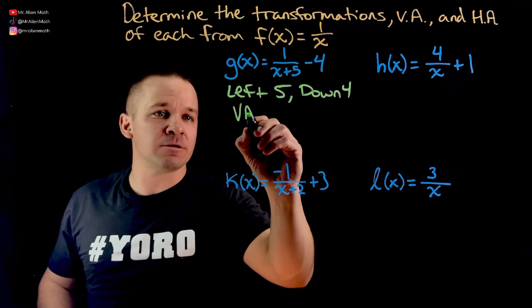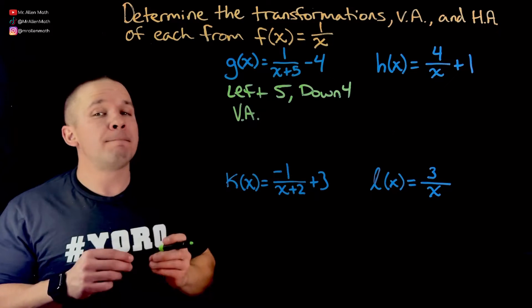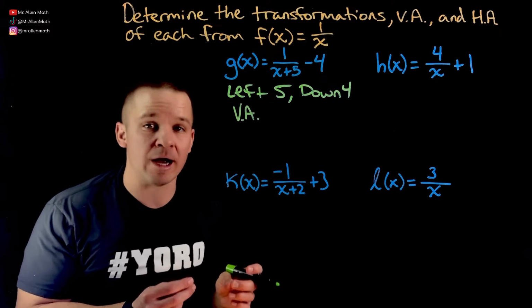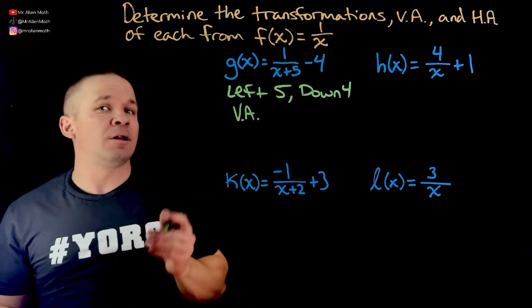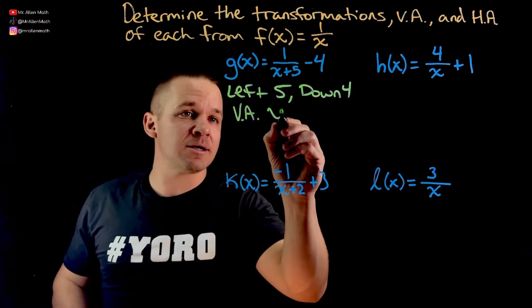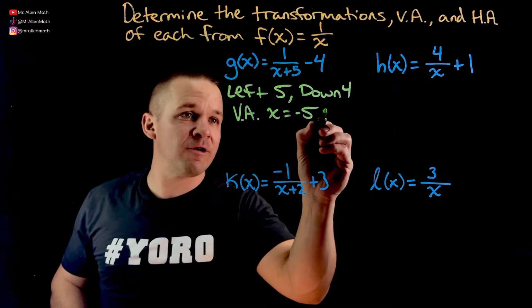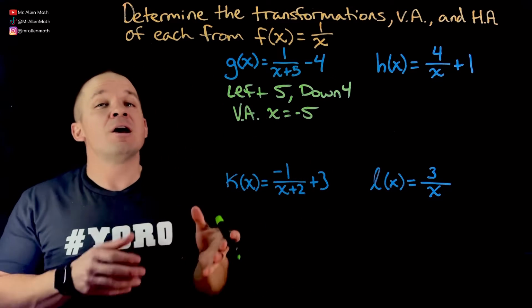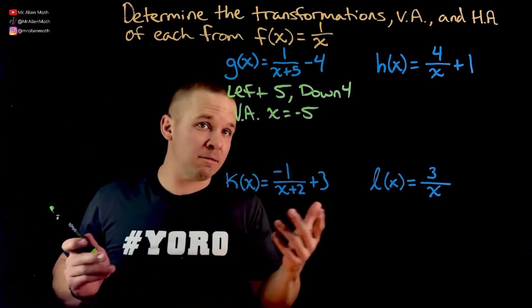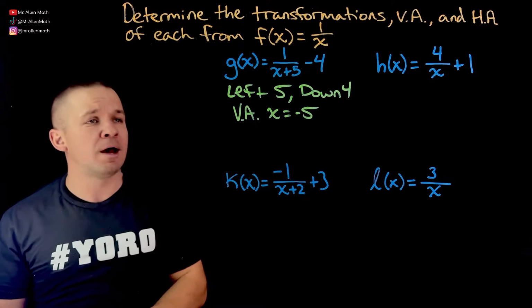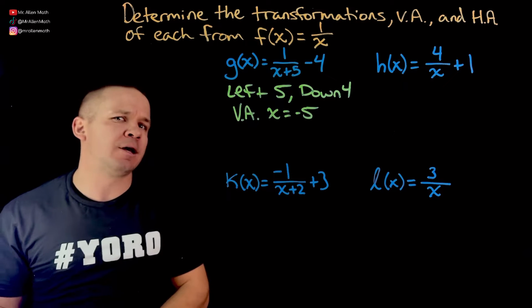My vertical asymptote is always what's going to make my denominator 0, right? Make it undefined. Unless it cancels out, it's a hole, that's another thing, okay? So for my vertical asymptote, that's going to end up being x equals negative 5. Negative 5 would make that 0. That also kind of makes sense with the left 5. The negative numbers are to the left. That's pretty dope.